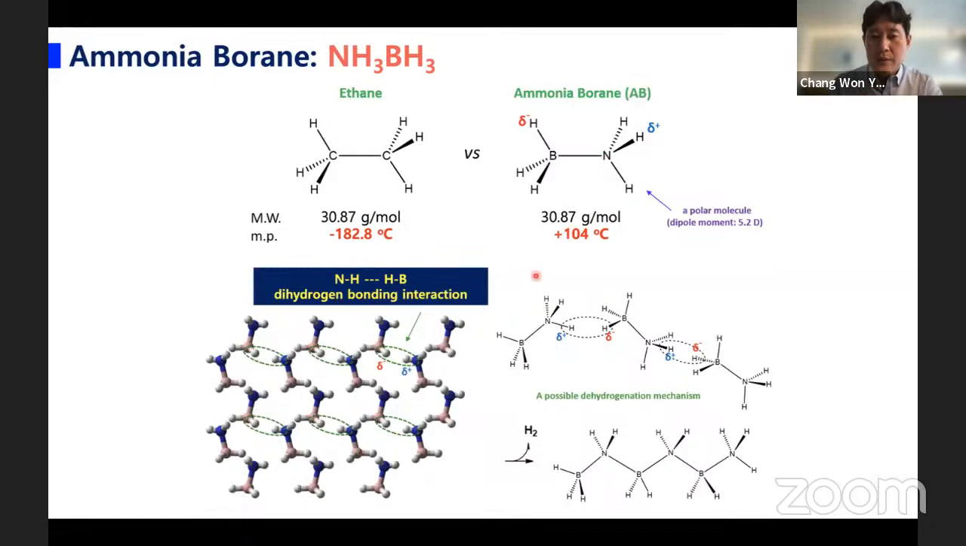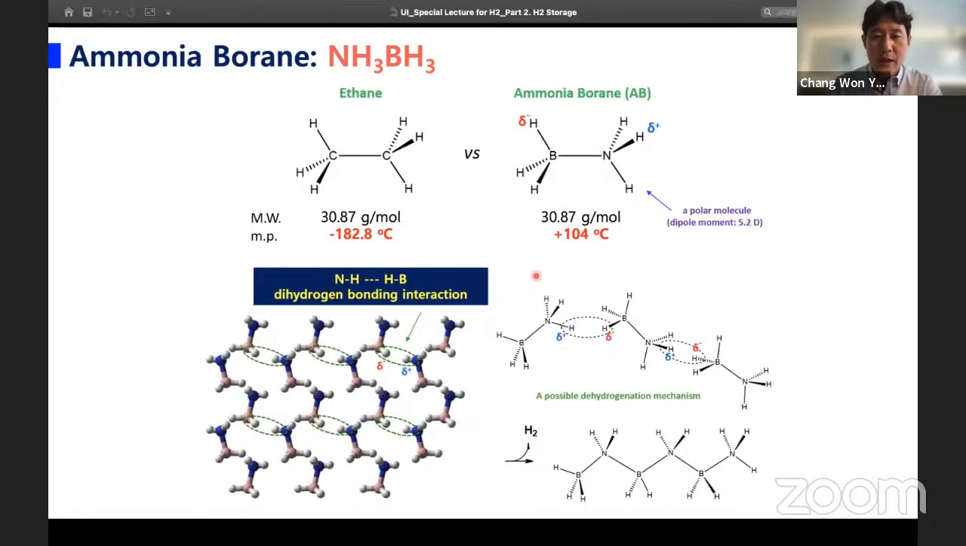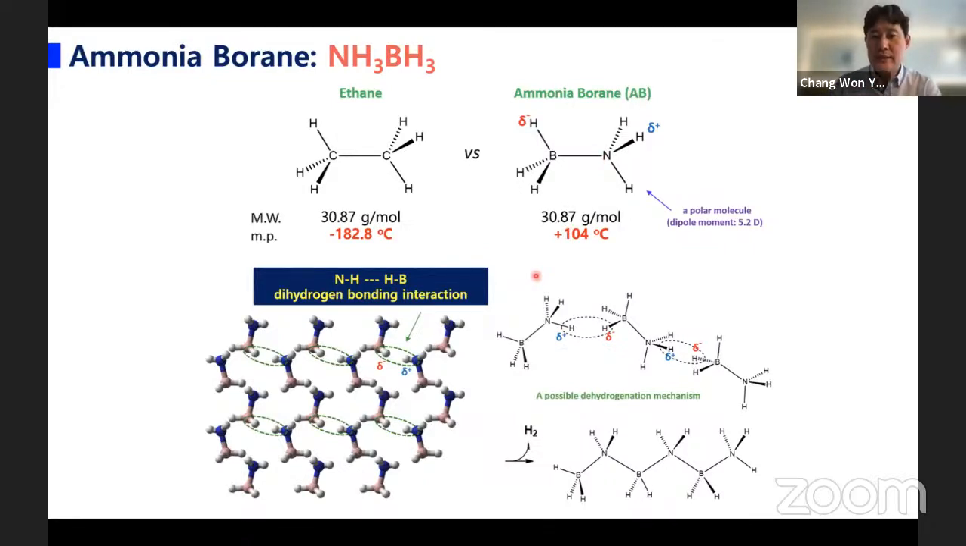And so what might be happening upon hydrogen release? Scientists found that upon heating this ammonia borane, this NH and BH can interact with each other to produce hydrogen and make these types of BNBN polymer. That's what scientists actually found.